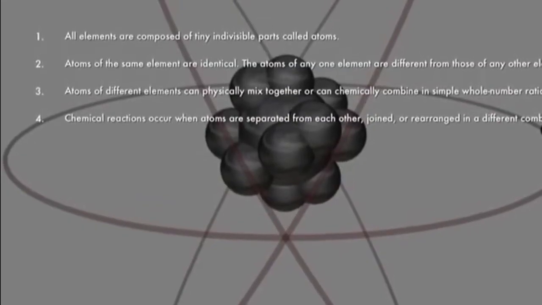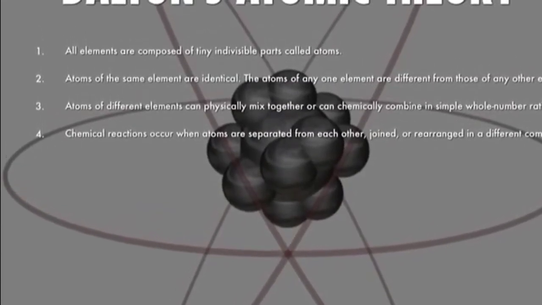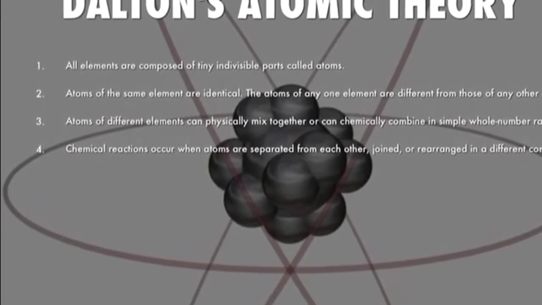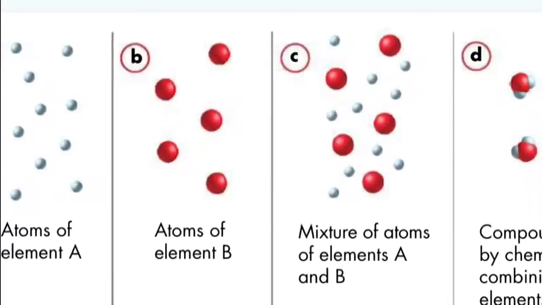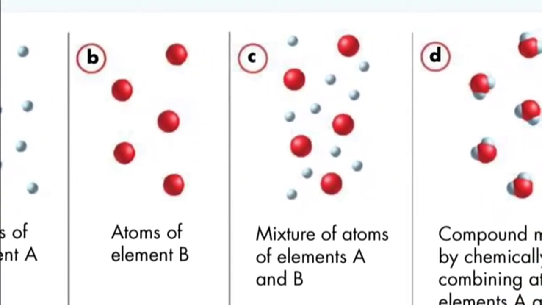Chemical reactions occur when atoms are separated from each other, joined, or rearranged in different combinations. Atoms of one element, however, are never changed into atoms of another element as a result of a chemical reaction. This picture helps you to get a better understanding of Dalton's atomic theory.